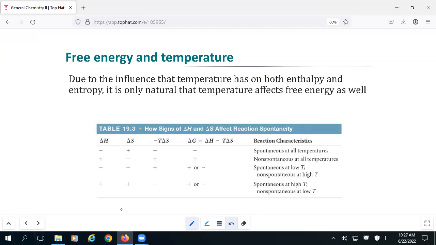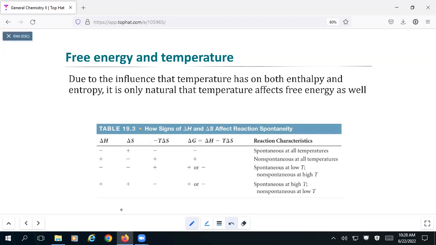So with this kind of in mind, we can see that there is a relationship between spontaneity, enthalpy, and entropy. And we made a table similar to this in lab yesterday. If enthalpy is negative and entropy is positive, then we will get a delta G that is always negative, and so we can conclude that it is spontaneous at all temperatures.